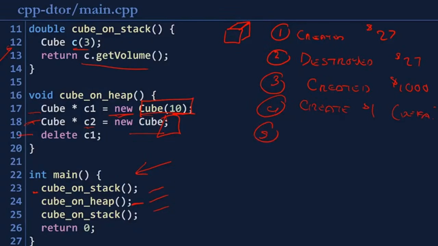And then the fifth thing that's going to happen is going to be line 19. We delete C1. So C1 is the cube that contained $1,000. So we should "destroy $1,000."